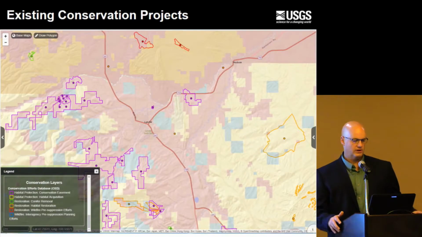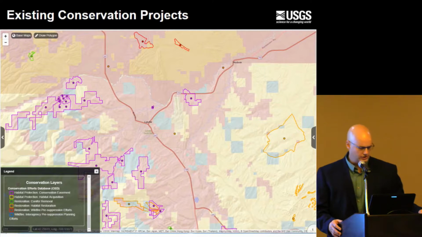And then let's say we want to look also at our conservation projects. These polygons that are showing up, purple, I believe, are conservation easements, the polys with the dots. And then I think there's a few orange ones in there. Those are restoration projects. So you can see that in the vicinity of Lander, there's a good bit going on, according to the Conservation Efforts database. And we might want to experiment with where we want to site a new project, whether it's a treatment or trying to get an easement in place.